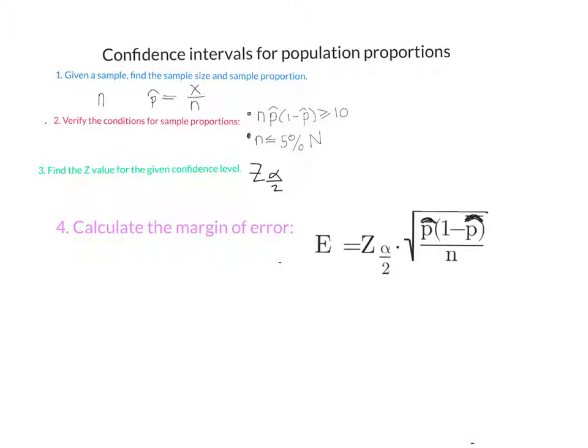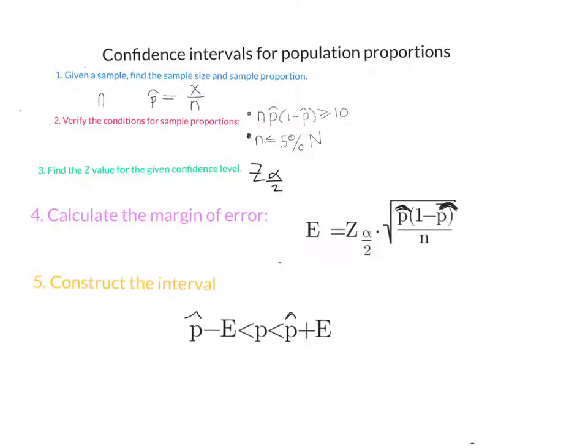It would be to construct the interval. So the interval would be our sample proportion minus our margin of error, then our sample proportion plus our margin of error.